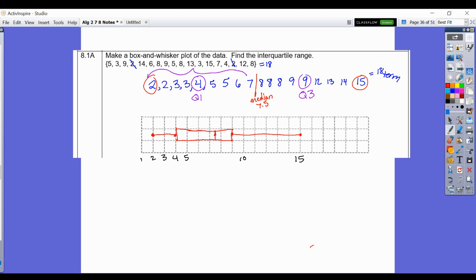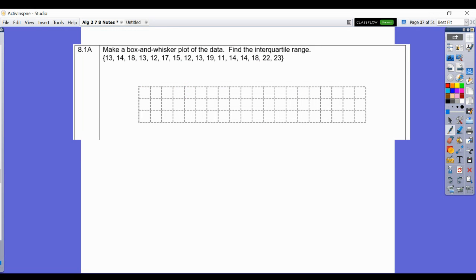So we have one more example here to look at. And I'll let you go ahead and put those numbers in order and see if you can find quartile 1. Well, we're going to find all these things. The minimum, quartile 1, the median, quartile 3, and the maximum. You need those 5 numbers in order to make a box and whisker. So pause the video now and find those numbers and then come on back.